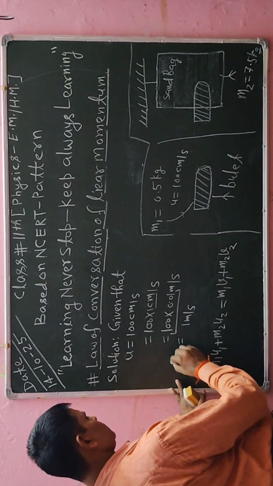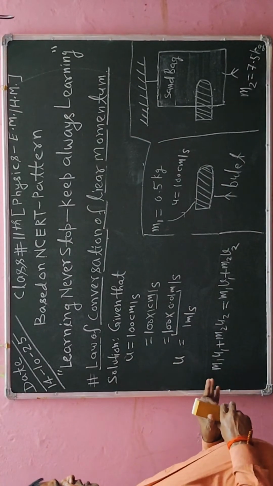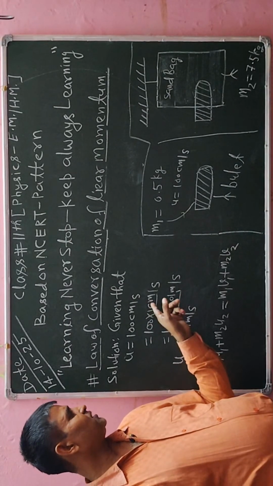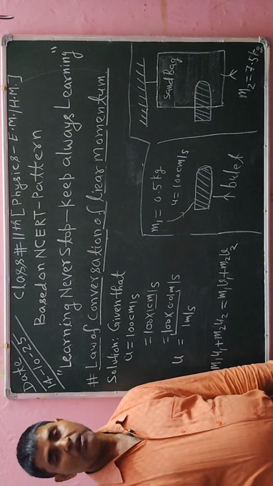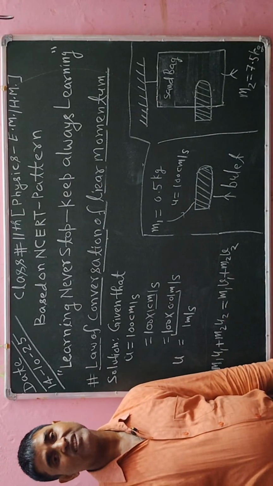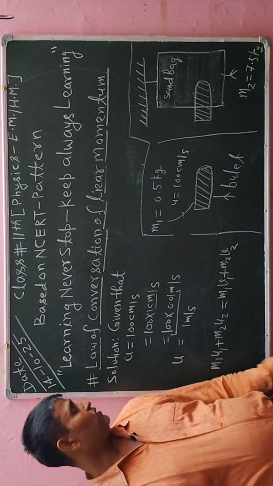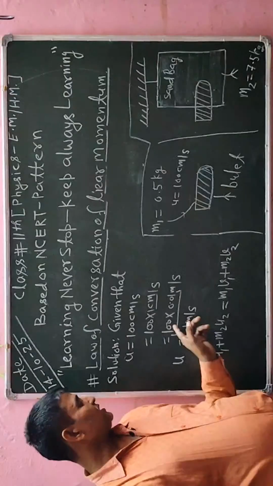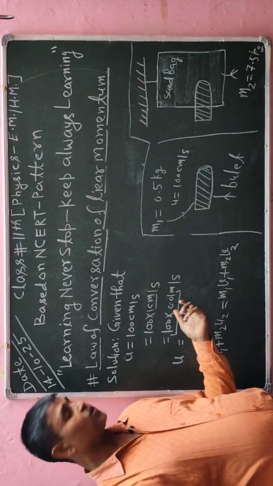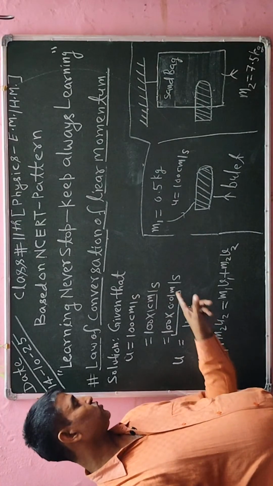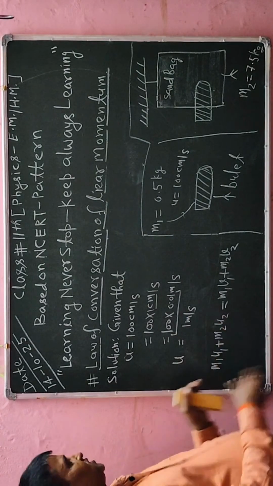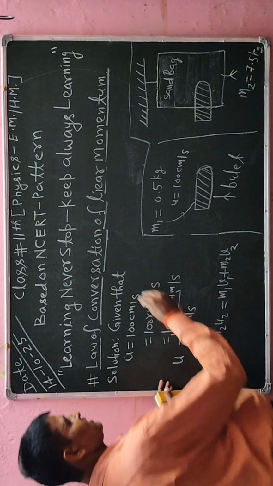So 100 centimeter per second is given. I will change it into the MK system, so centimeter can be converted into meter. So 1 centimeter is equal to 0.01 meter, which I have already written here. After multiplication of 100 into 0.01, I will get 1, so 1 meter per second. This is available in the MK system. Now here this is available in the CG system.